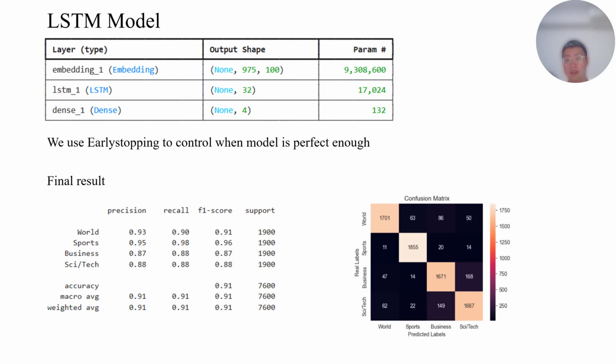And for the results, the highest F1 score is 0.96, and the highest precision is 0.95 with a recall of 98%. And for the world category, the precision is 0.93, but slightly lower recall at 0.9, and the F1 score is 0.91. Business and science technology have the lowest scores, which means the model is not good enough, so we tried the BI-LSTM model.